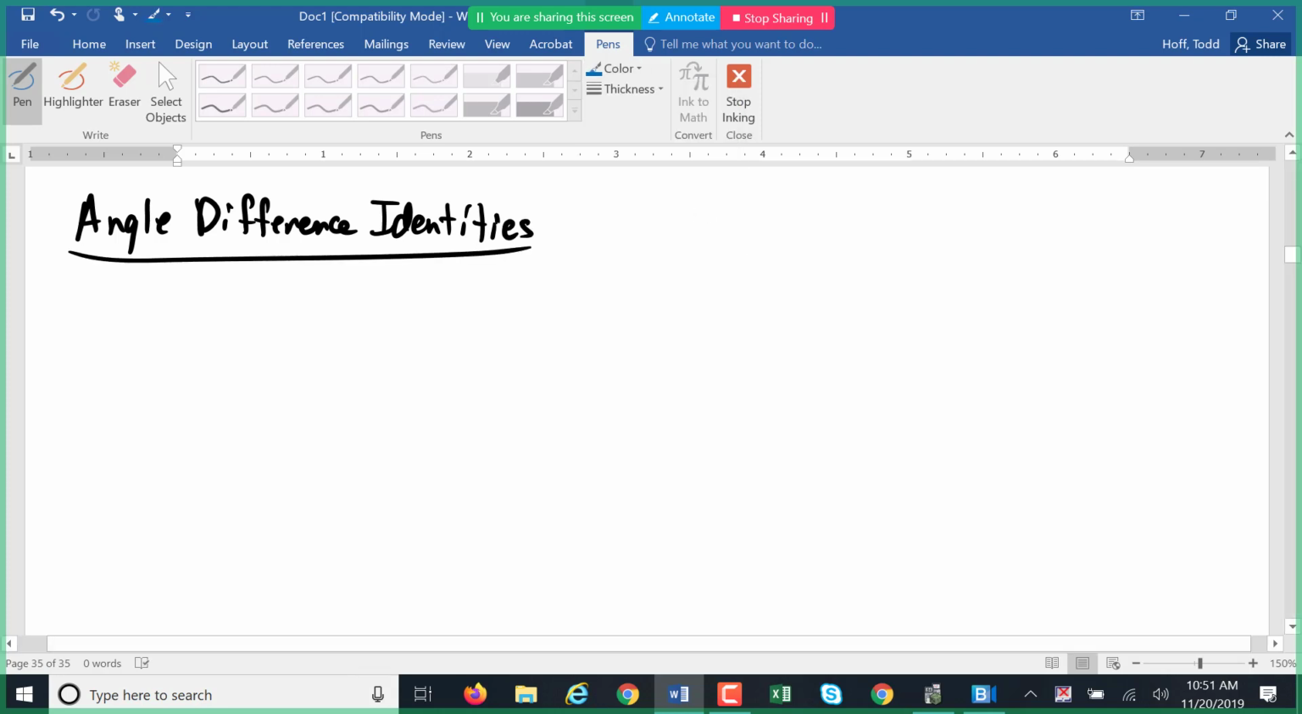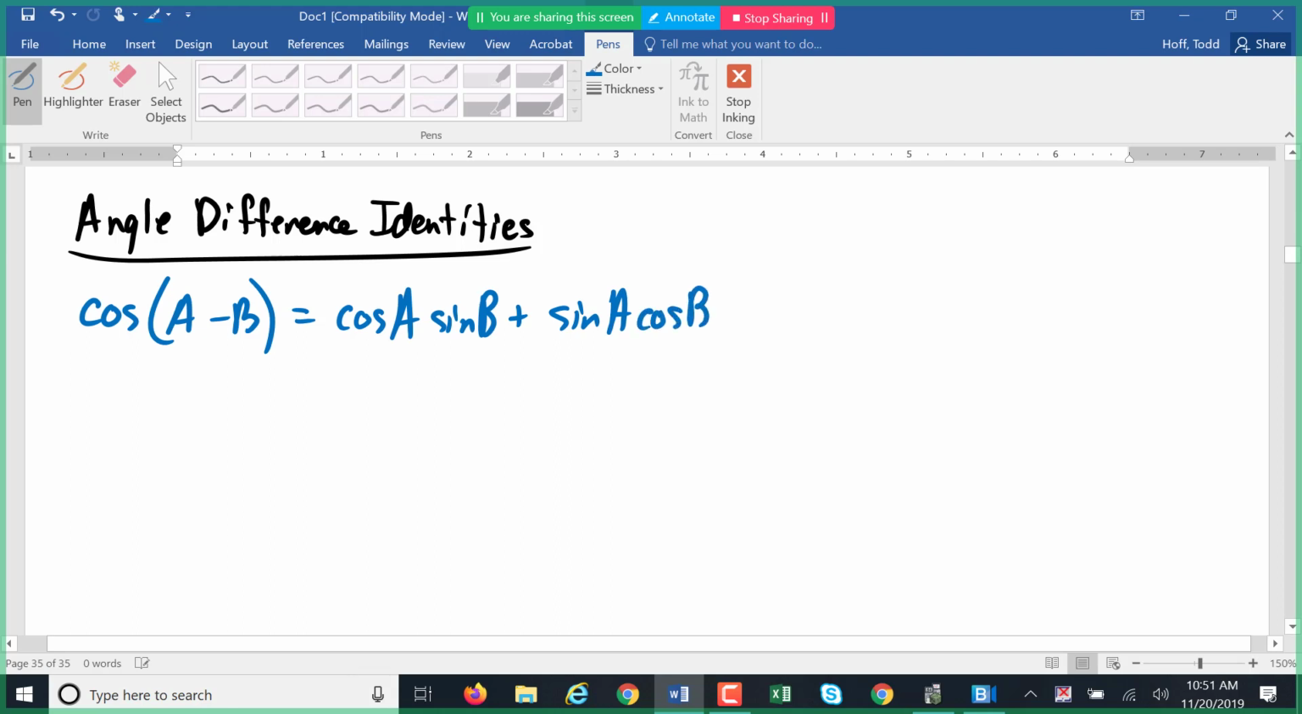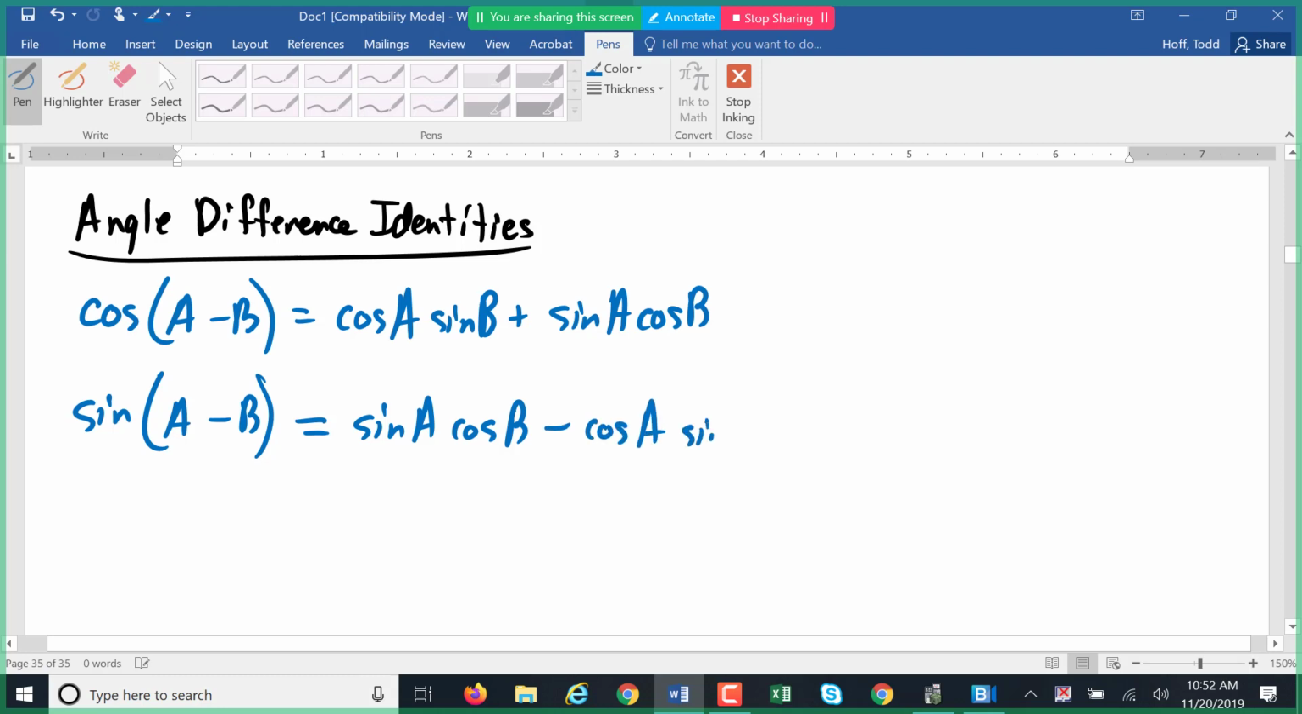So if I know the difference of two angles, so the cosine, and this is what I should have applied if I was looking for the cosine of 15 degrees, of angle A minus angle B is equivalent to the cosine of A times the cosine of B plus the sine of angle A times the sine of angle B. For sine, the sine of the difference of two angles, so the sine of angle A minus B, is equal to sine of A times the cosine of B minus the cosine of A times the sine of B.